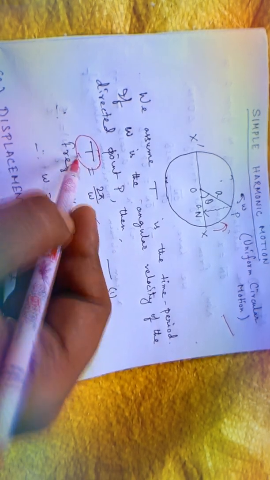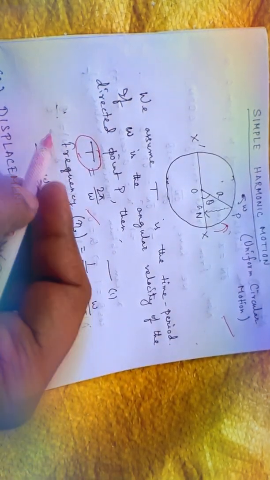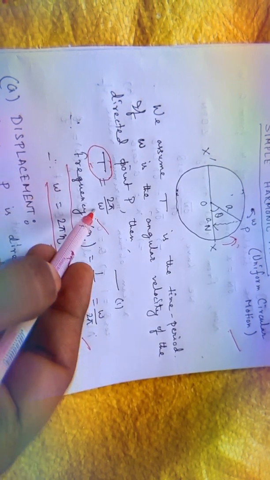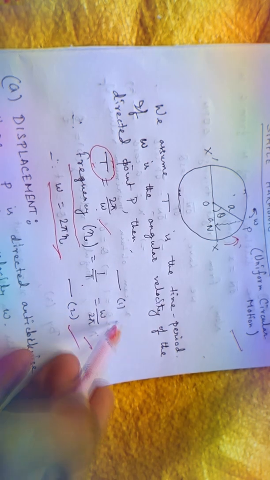Here we know the relation by the definition of time period that T is equal to 2 pi by omega. Also, from the definition of frequency we can write frequency is equal to 1 by T, which is equal to omega by 2 pi. So we can write omega, the angular velocity, is equal to 2 pi eta. Frequency and angular velocity are related, so I denote it by equation 2, and the time period and the angular velocity omega is represented by equation 1.